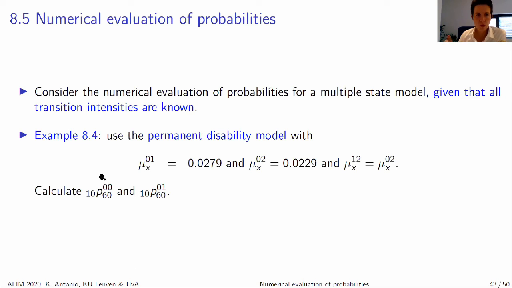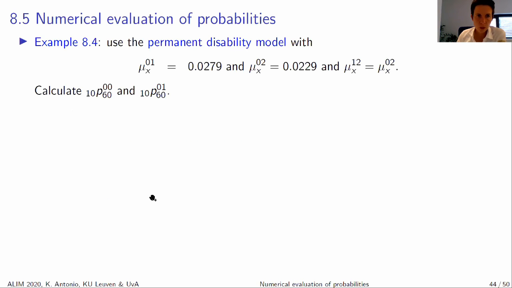Okay, so let's do first the P00. Imagine we have a 60-year-old who starts at time 0 in the healthy state. What's the probability that he will still be in the healthy state 10 years later? Then we're going to ask a similar question. If we start with a healthy life, age 60, what is the probability that he will be in the disability state before age 70? These are the probabilities we want to catch. So what are we going to do?